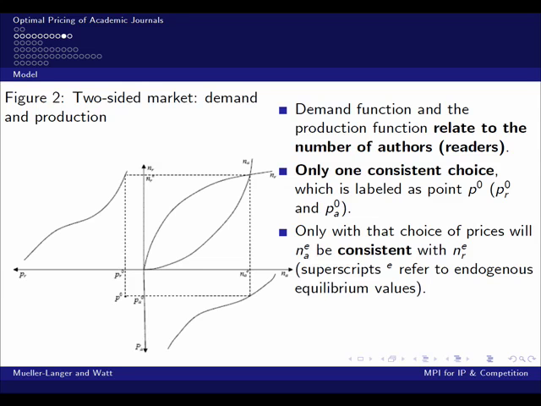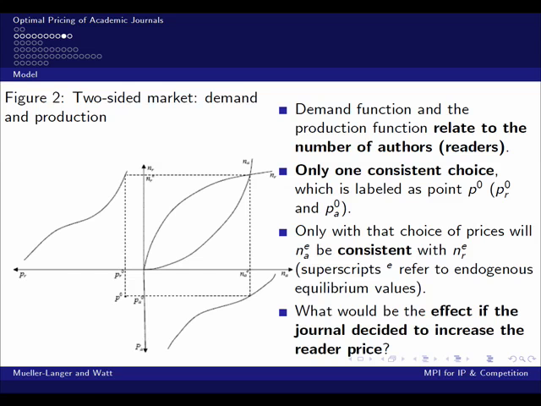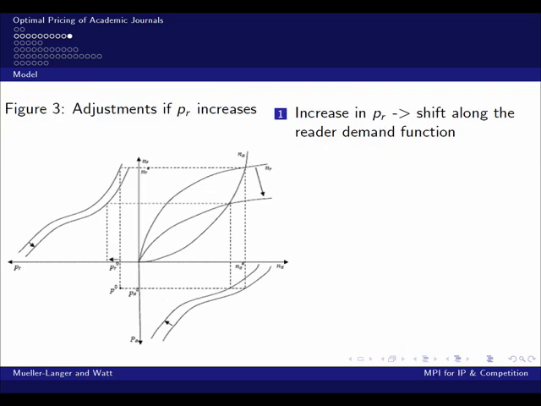And only with that choice of prices will the equilibrium author price be consistent with the equilibrium reader price. Okay? So in order to explain this graph a little more, what would happen if we increase the reader price and keep the author price constant? This is what we will do on the next slide.